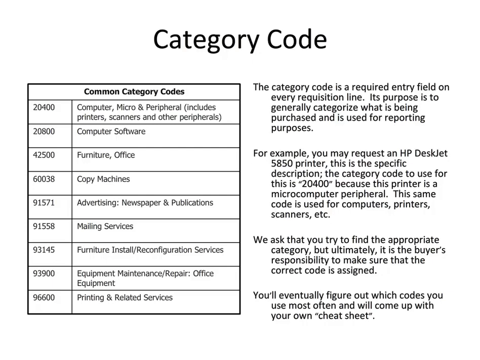Note that the descriptions are general. A printer would fall into category 20400 because it's a computer peripheral. Journal or newspaper advertisements fall under 91571, advertising, newspaper, and publications. Please do your best to pick a category that comes reasonably close to what it is that you are requesting. If you review the drop-down list occasionally, you'll eventually find codes which apply to what you order frequently, and you can develop your own cheat sheet of codes.